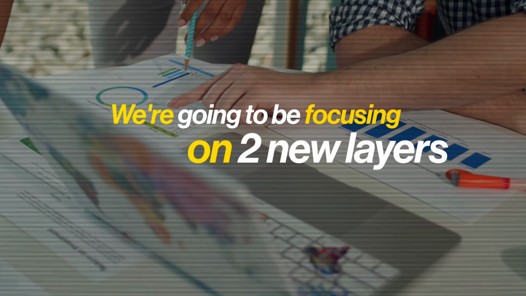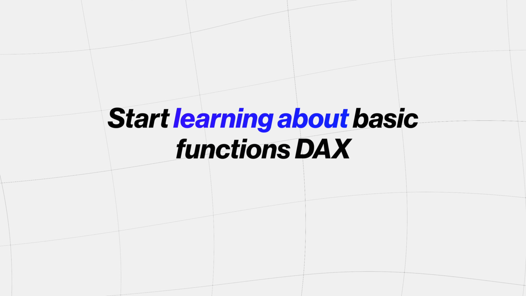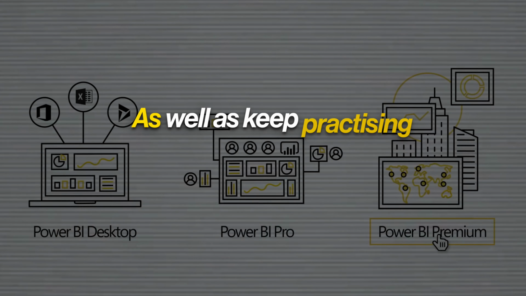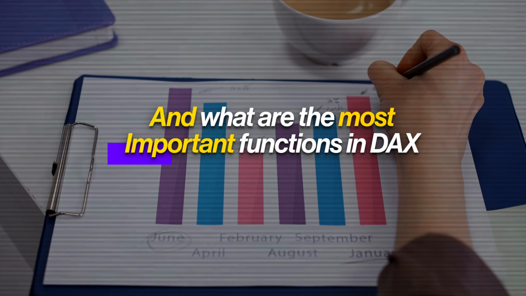Now, moving on to phase number 2. Here, we're going to go and build some confidence. And this is where we're going to be focusing on 2 new layers, the data modeling and DAX. So in data modeling, you have to start learning about something called Star Schema and how to connect multiple tables and build relations between them. After you have built, let's say, your Star Schema, you start learning about the basic functions in DAX. So now you have to learn how to create new columns, measures, filters, etc. You don't have to master all of these functions in DAX, but yes, you do have to learn the basics as well as keep practicing these concepts. So this phase might take a week in order to understand how things work in the data modeling layer and what are the most important functions in DAX.